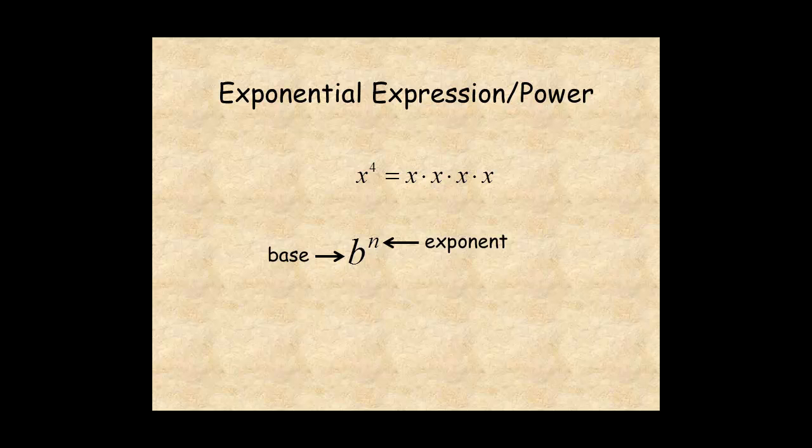For example, 3 to the power of 2 is 2 factors of 3. And 4 to the power of 3 is 3 factors of 4.